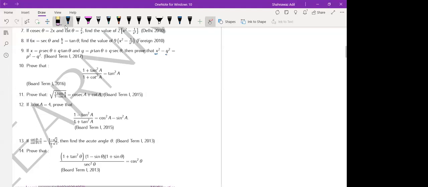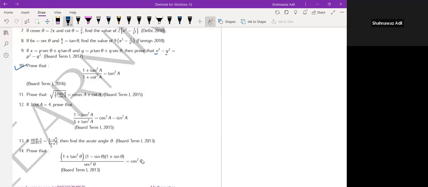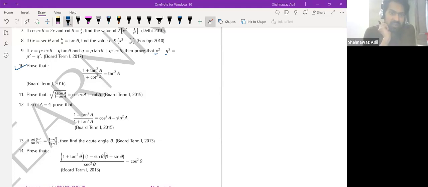Let us solve this 10th question, right? The most difficult one. So you guys can see that every term is in the square, right? Which means that we can use the identity. So what would be the numerator? 1 plus tan square a, how much is that? What is 1 plus tan square? Sec square, right? This is sec square a. Is that correct, Tejasvi? Yes, sir.